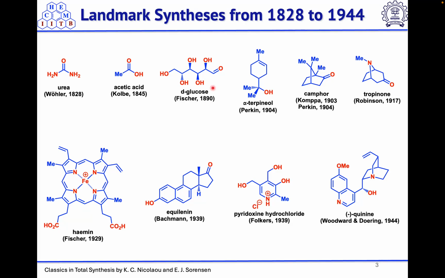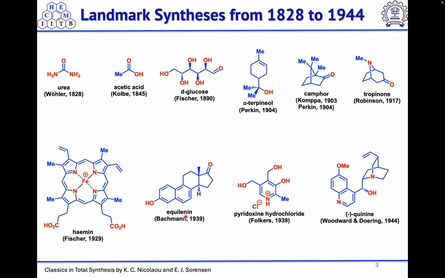You can see how in the 18th and 19th centuries they were synthesizing those molecules. You can see the chirality also, as many molecules have chiral centers. Like alpha terpineol, Perkin, of the Perkin condensation reaction, synthesized alpha terpineol in 1904. Camphor, which is mainly used for puja purposes, was synthesized by Perkin again in 1904 and by Komppa in 1903. Another molecule is tropinone. In 1917, Robinson synthesized this molecule. Robinson, as in Robinson annulation, I guess you have heard. Fischer again synthesized hemin in 1929.